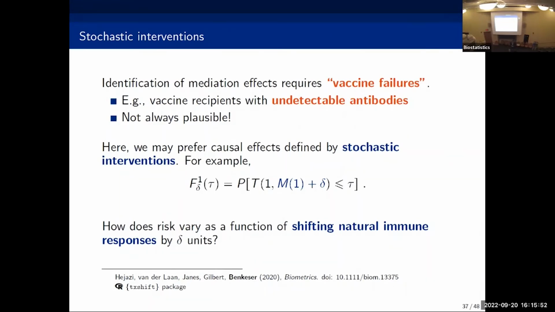So in this case, we can use something like a stochastic intervention, and I'll just say a little bit about why I like this estimand. So what is this estimand? It says, what would your risk of COVID be if I give you a vaccine, right? And then I take your natural immune response, the level that you naturally have when I give you a vaccine, I take those antibody levels and I add just a little bit to it. So I add delta units of immune response.